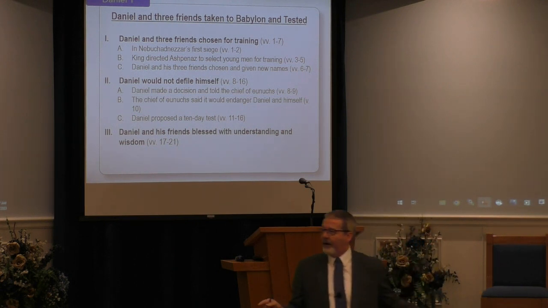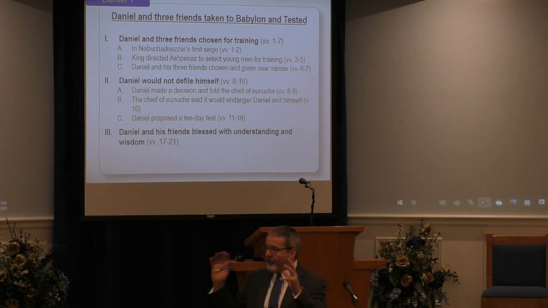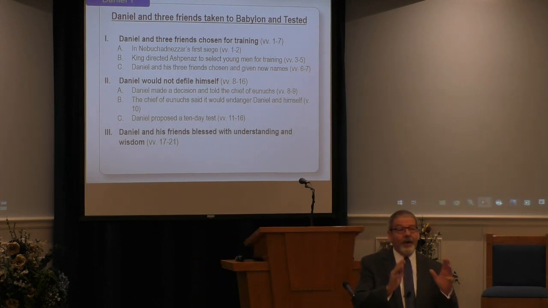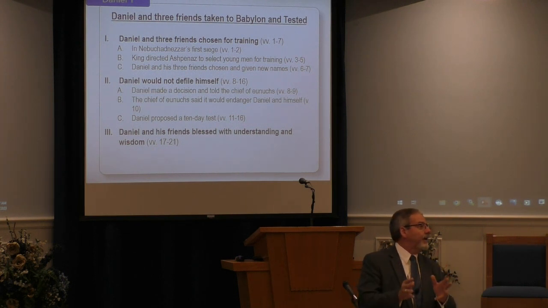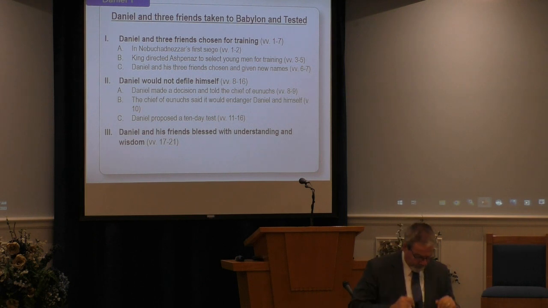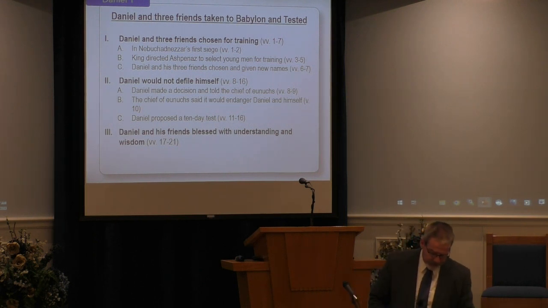So that when I get to that crisis, I'm not in a moment of crisis trying to figure out what am I going to do. Daniel had already decided what he was going to do long before he went to Babylon. So when he got there, the indoctrination didn't work. Let's go further. Daniel purposed in his heart that he would not defile himself with the king's delicacies.